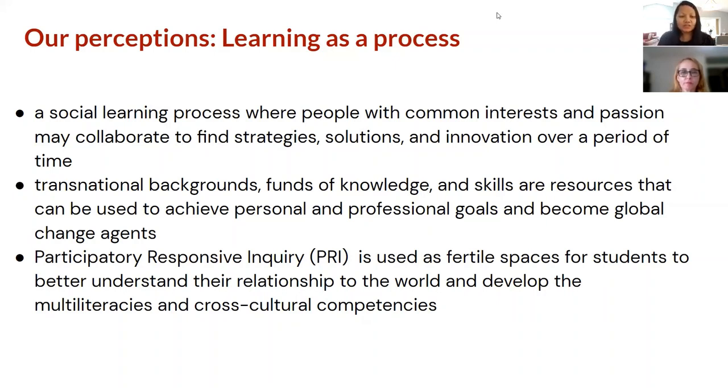And also we believe that participatory responsive inquiry can be used as a fertile space for students to better understand their relationship with the world and how they can develop multiliteracies and cross-cultural competencies to help them with their learning.